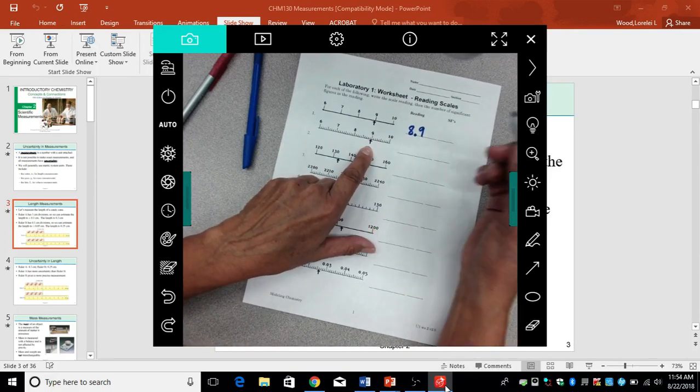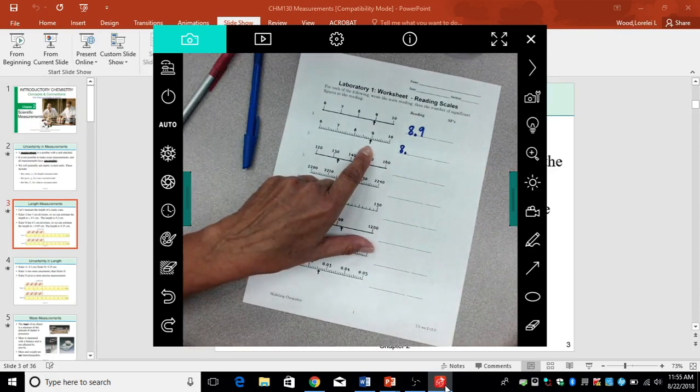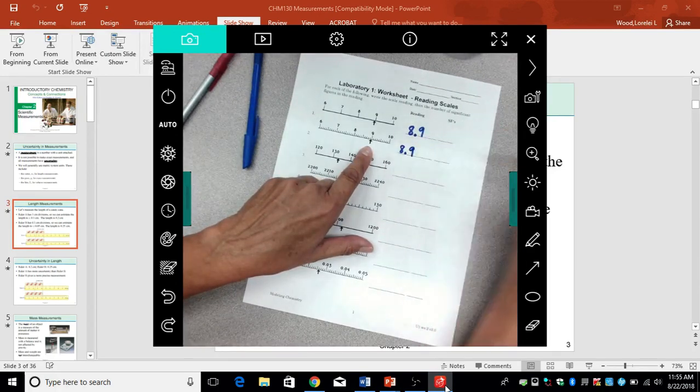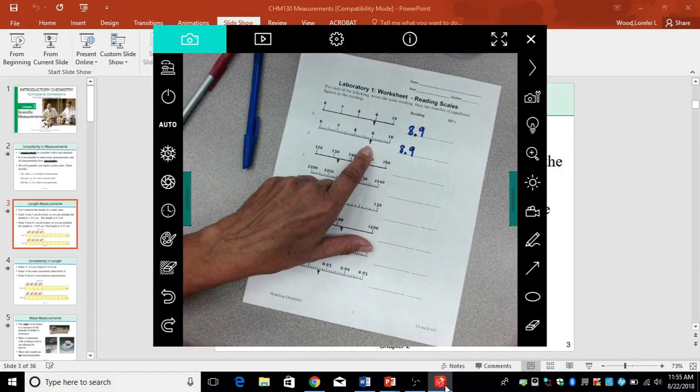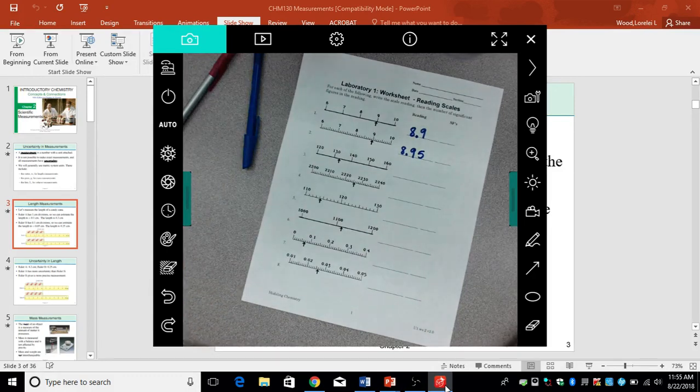The second reading is going to, the first number for sure will still be 8. What's the second number going to be? 9. For sure. Everybody agrees it's 9. Now is our digit of uncertainty. So what's that last number? We could say it's 5. Would it be appropriate to say 8.94? You could. Could you say 8.96? You sure could. Could you say 8.961? No, that's too many.